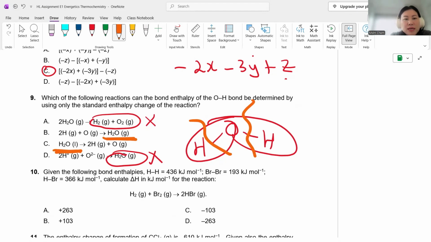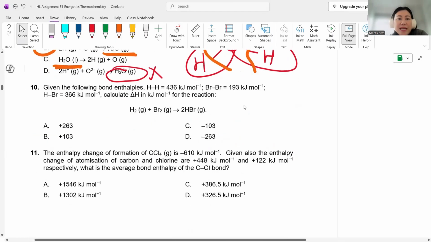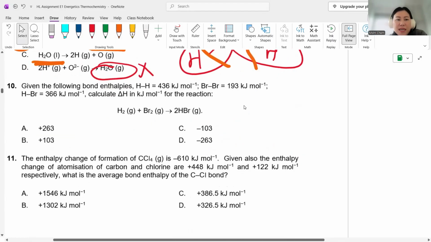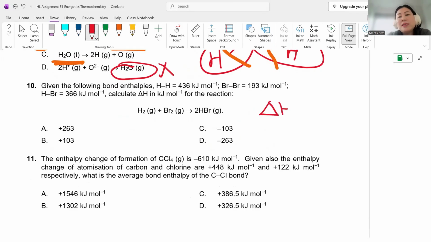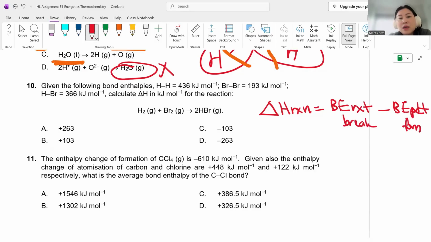So therefore, the answer will be B for question 9. All right, for question 10 now. For question 10, we are applying bond energy to calculate something. If you still remember, the formula will be delta H reaction equals bond energy of reactants minus bond energy of products. Okay, bond breaking minus bond forming.